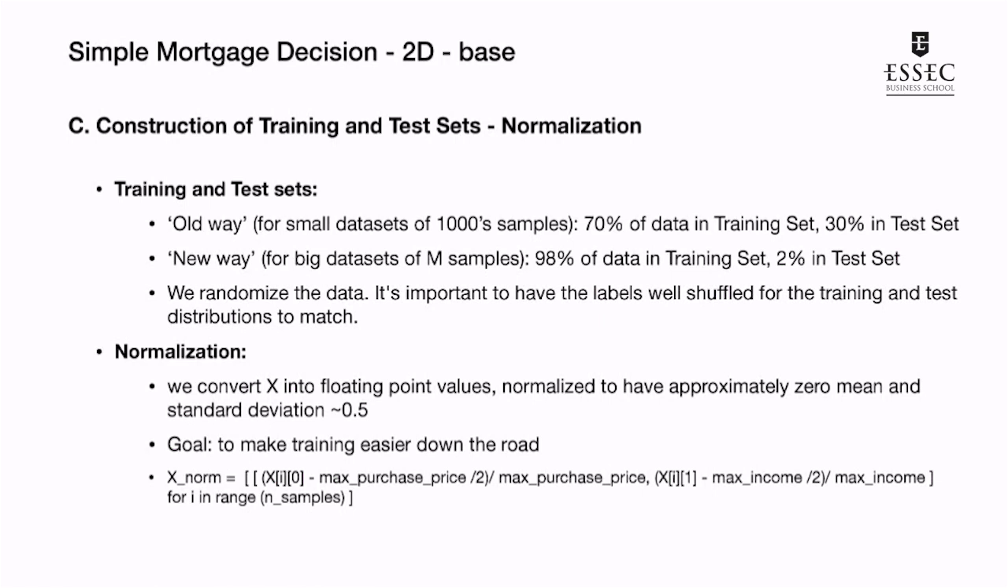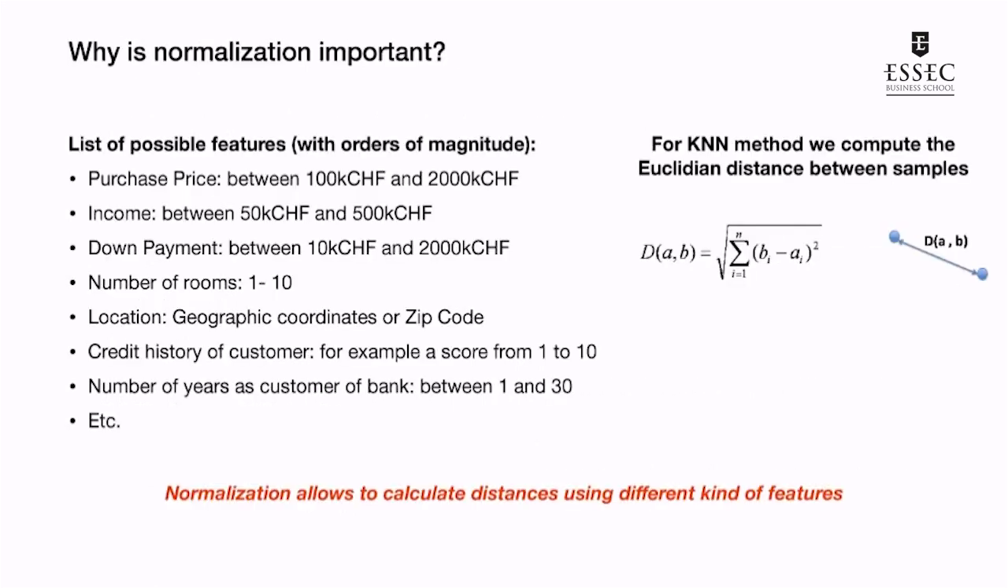Then normalization is very important because we are going to convert our features into values between -0.5 and +0.5 with zero mean value. Why? Because what we want to do in KNN is to see who is the nearest neighbor, which means that we have one point here, which has a purchase price and then an income, and here we have a second point with a second purchase price and also a second income.